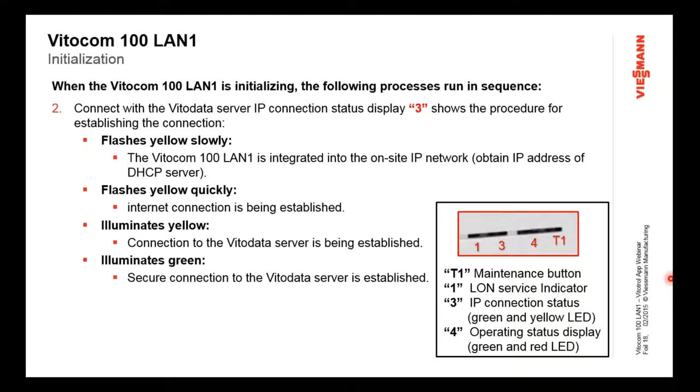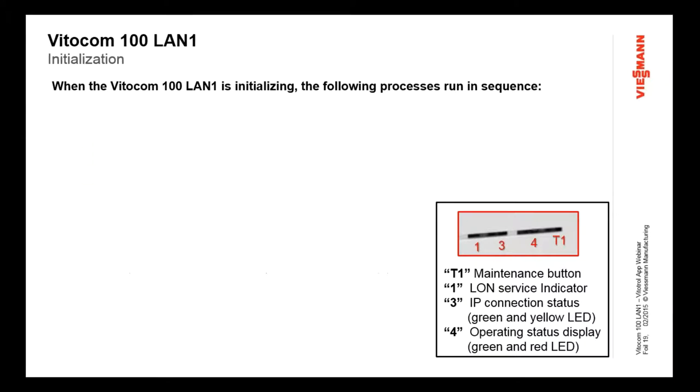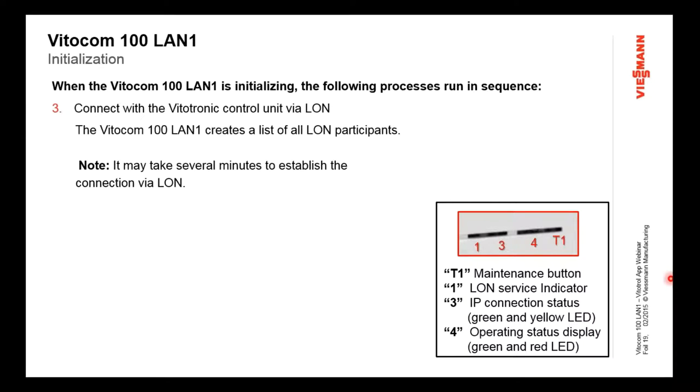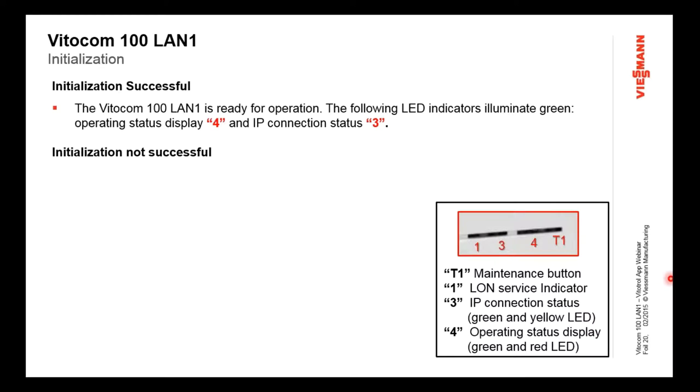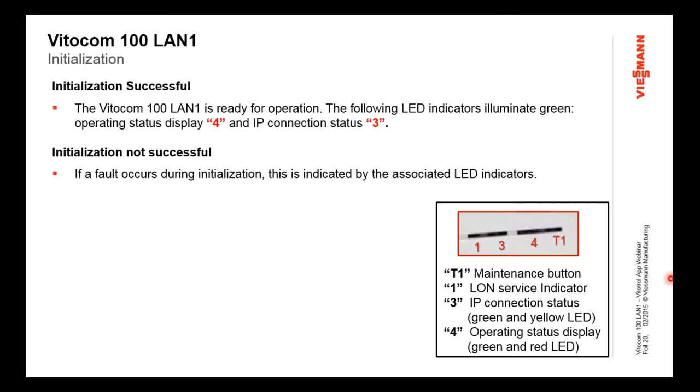So a normal status would be a green light for both number 3 and number 4 indicator lights. When you do the LAN participant check, it's going to take a few minutes, so be patient, have a sip of coffee, because depending on how many devices there are, it's going to take a few minutes. Once the initialization is successful, you're going to see both green lights for the number 3 and 4 indicators. If it's not successful, you're going to see some other color, like red or yellow, and then you'll know that you have an issue and you have to check your wiring or whatever it is to solve that problem.